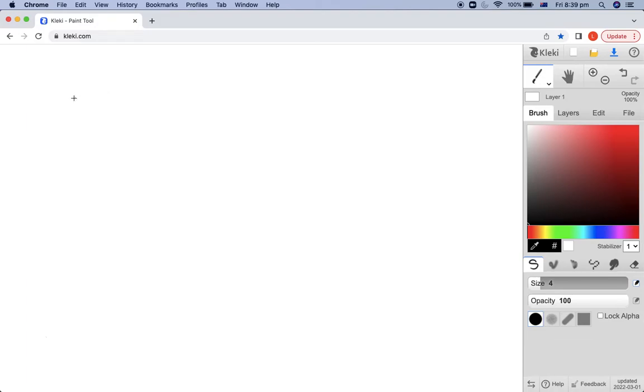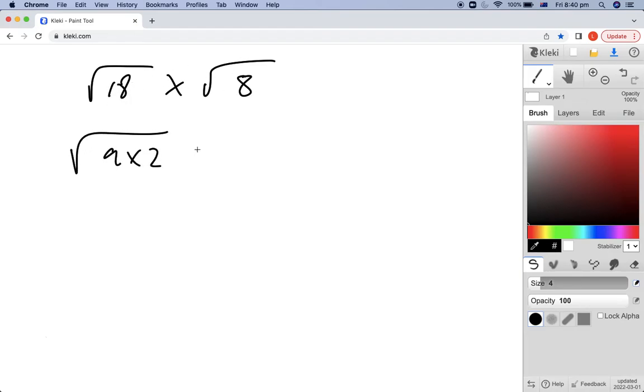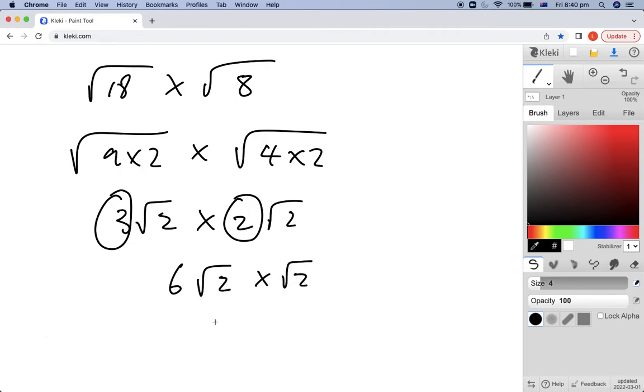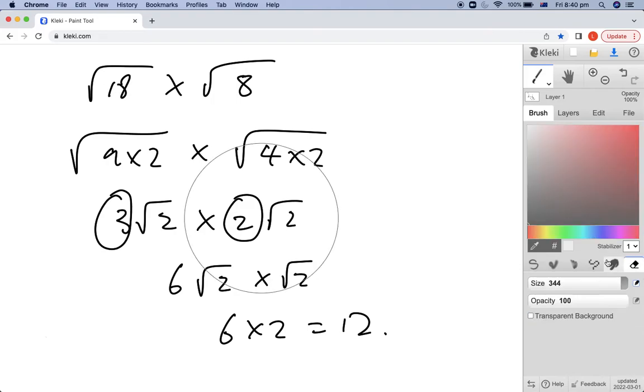Typically you find questions like square root 18 times square root of 8. How do we do this? Well, first of all, we can simplify both. So this is going to be the square root of 9 times 2 times the square root of 4 times 2. Knowing that, we can simplify this to 3 root 2 times 2 root 2. We can multiply the terms outside the square root, so that becomes 6 square root 2 times square root 2. Square root 2 times square root 2 is just going to be 2, so it's 6 times 2 equals 12. There we go. Perfect.